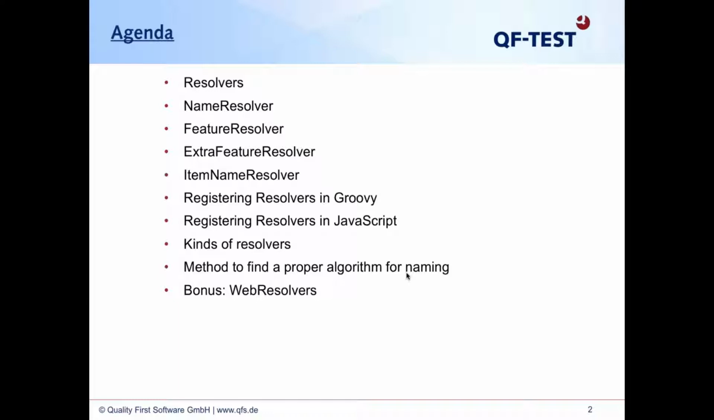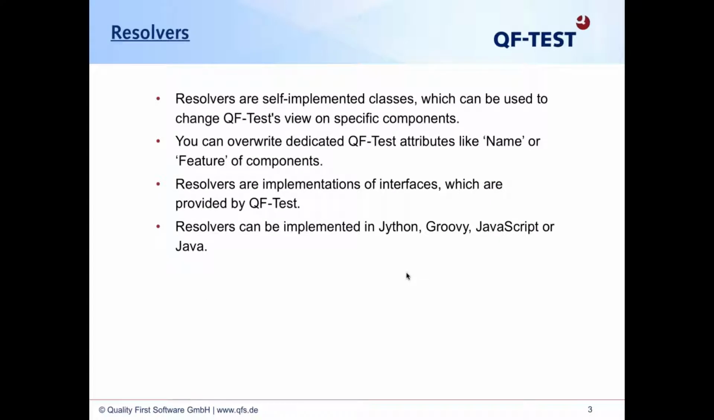Well, let's get started. So resolvers, in fact, as I've said, are scripts, are classes seen by QF-Test, which can influence the view of QF-Test, as I have explained, on the user interface. For this, they contain a method which is dependent on what you want to see. So if it's about the name, they contain a method called getName. And the result of this method then is the name QF-Test can use for a given component during record or replay.